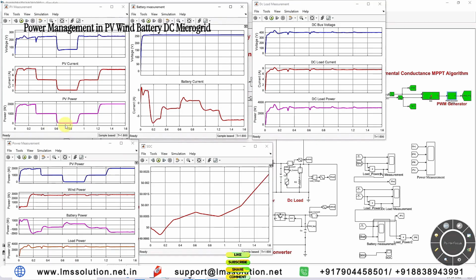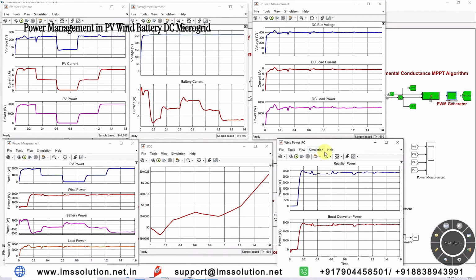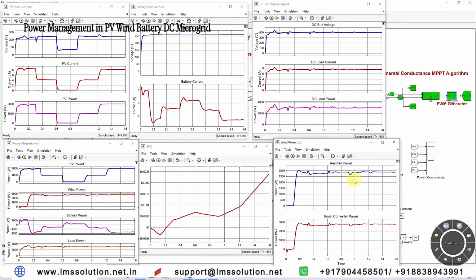After 0.6 seconds, PV power goes to 0. That's why the battery comes to discharging mode, because there is no power in the PV. For that condition, the battery discharges because here we are using around 3000 watts of DC load. Also here you can see the power generation of the wind generator rectifier. It will generate around 2000. From 0.6 to 0.9 seconds the battery is in discharging mode. It will generate only 2700. Here we have a DC load of around 3000 watts. In order to supply the remaining power, the battery goes to discharging mode.